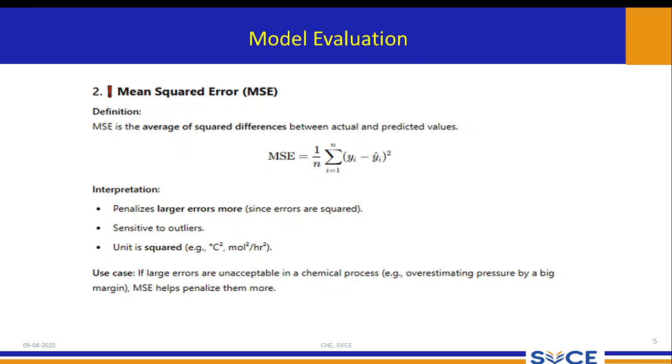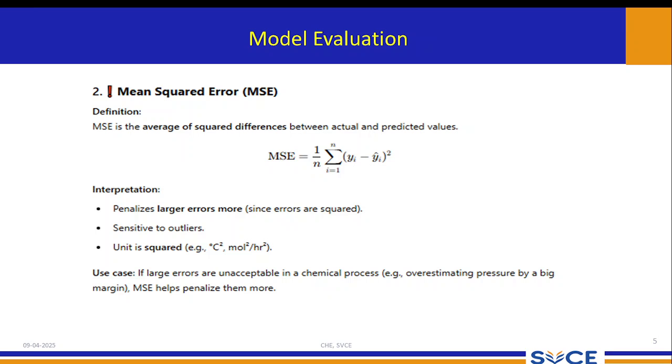The unit is squared. In the previous case the unit is the same, but here the unit is squared. Here is an example from a chemical engineering perspective. If large errors are unacceptable in a chemical process, for example estimating the pressure by a big margin, MSE penalizes them more. Mean square error penalizes that type of error.